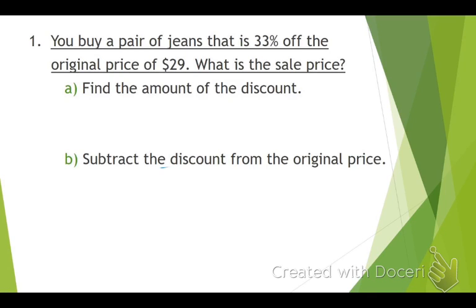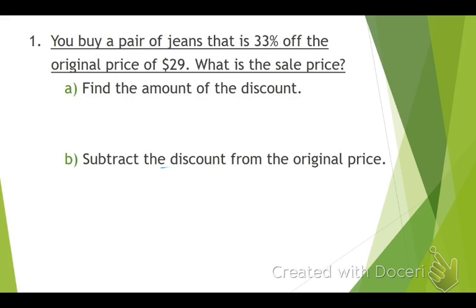Okay, so our story problem today says, you buy a pair of jeans that is 33% off the original price of $29. Our goal now is to find out what the sale price is. So let's just imagine, I go into the store, it's $29, I see it's on sale. Is the price I am going to pay going to be more than $29 or less than $29? Less. Why? Because it's on sale.